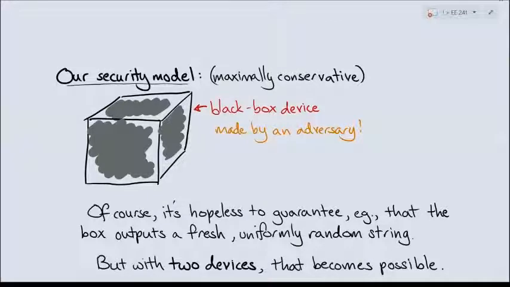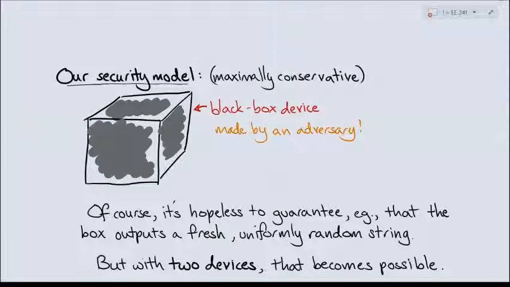And so here's the security model. We're not going to make assumptions about what's going on inside the system. We're going to try to characterize it under worst-case assumptions. It's just some black box quantum device, and we'll even allow it to be made by the adversary.